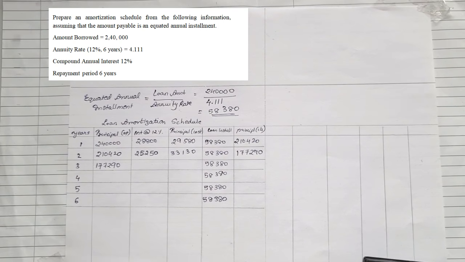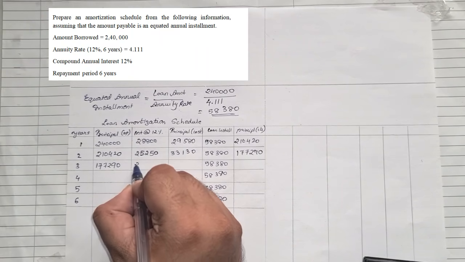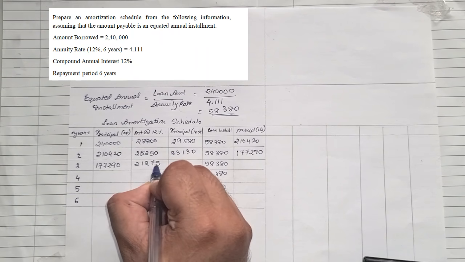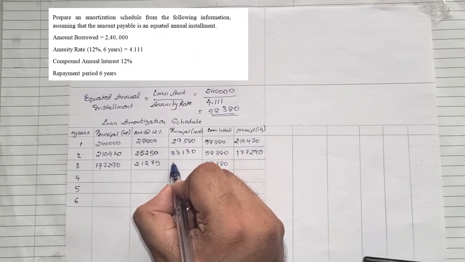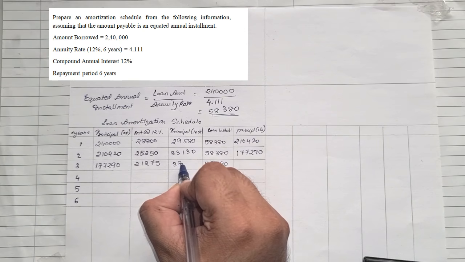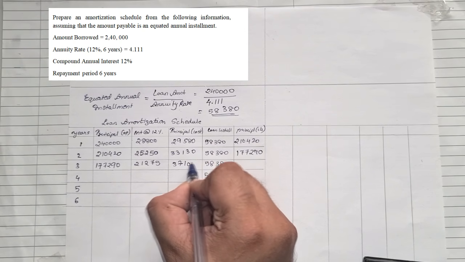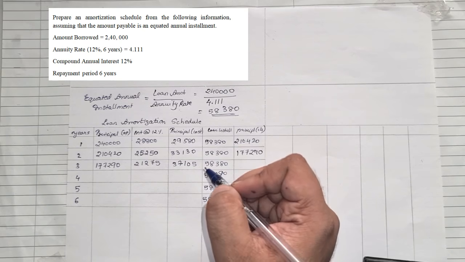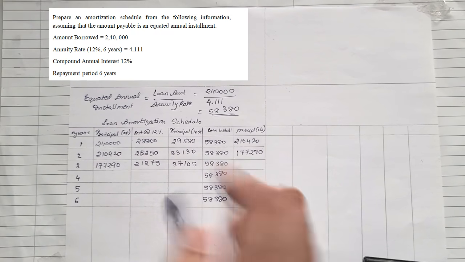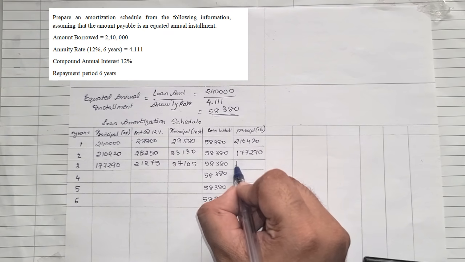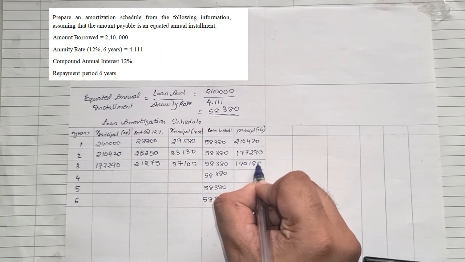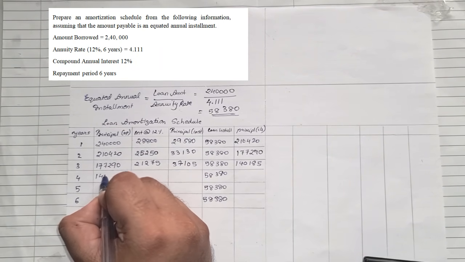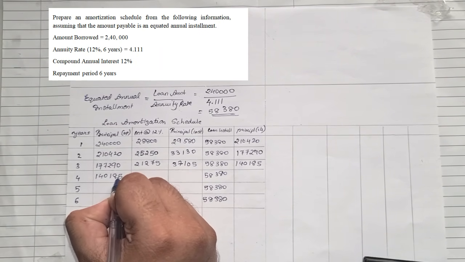177,290 into 12%. So I will get the interest amount as 21,275. I subtract these two, I get the principal installment 37,105. When I subtract the opening with the 37,105, I'll get the closing 140,185. Last year's closing will become this year's opening, 140,185.